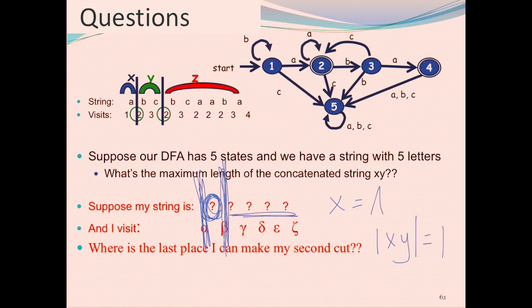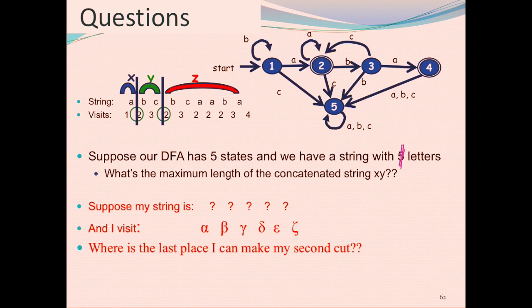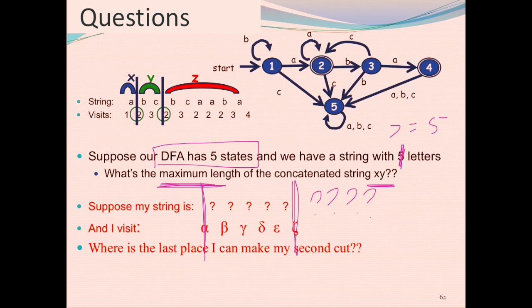But that wasn't my question, right? My question was, suppose I have a string that has greater than or equal to 5 letters for my DFA with 5 states. What's the maximum length that XY could take up? And the maximum length is when I make these cuts, because even if I have more letters out here, the first repeat's going to happen by there. And so that means the maximum length when I take the X and the Y part is going to be 5.